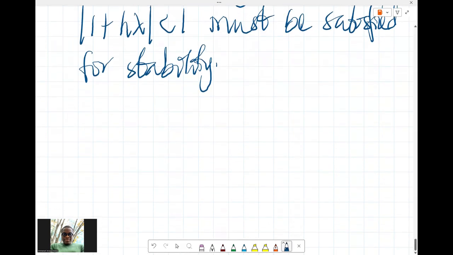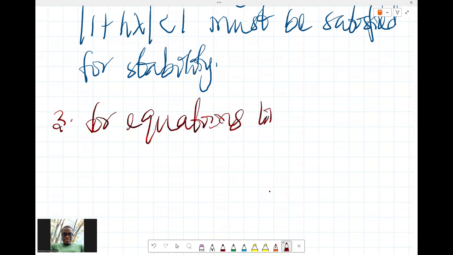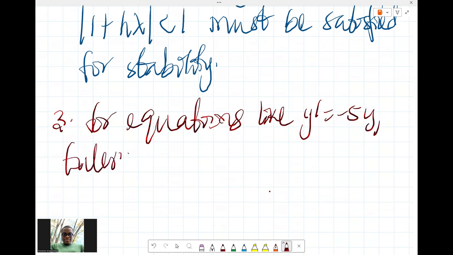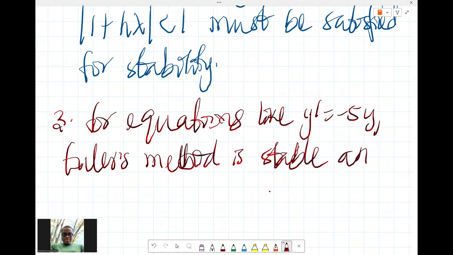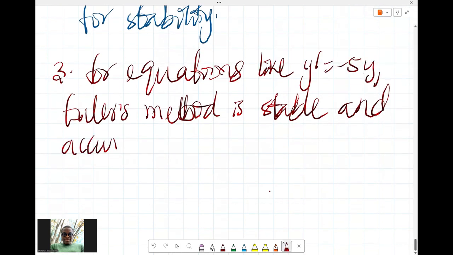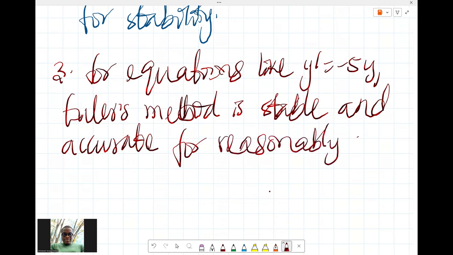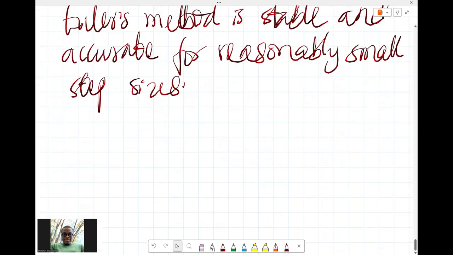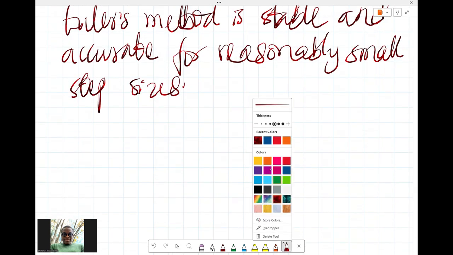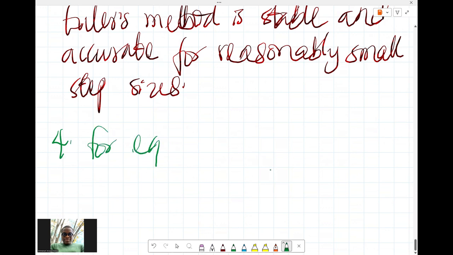Then we have this other point 3, that for equations like y prime equals minus 5y, Euler's method is stable and accurate for reasonably small step sizes.